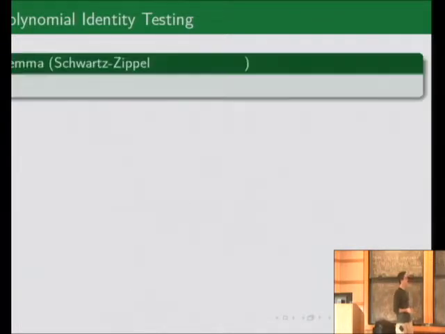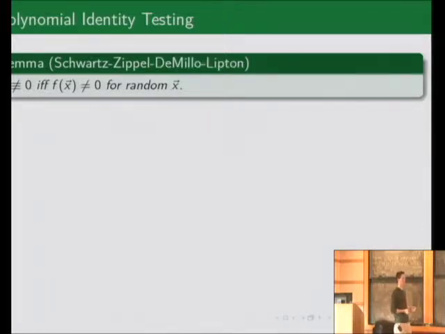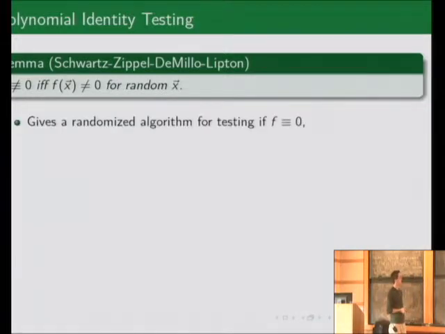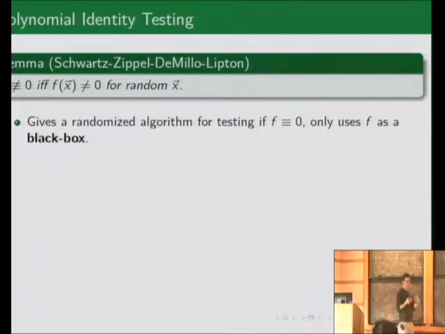All right. So there's this lemma by Schwartz-Zippel that says that if you have a non-zero polynomial and you evaluate it at a random point, it will be non-zero. And for the students of history, there's DeMillo-Lipton also there. This gives you a randomized algorithm for testing if the polynomial is zero: just evaluate on random points, and that will, with high probability, be correct. This usually only uses f as a black box, in the sense that we're given this computational device, but we're only using it to evaluate it on chosen points.